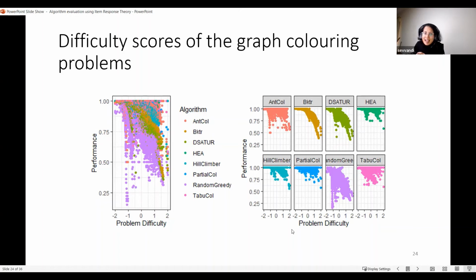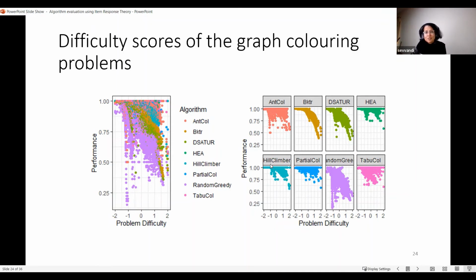And we see as the problems get more and more difficult, the performance generally drops. But for HE, there is a slight drop, but not so much. There are a lot of good performances here. In AND call, you have a shower kind of thing going like that. Random greedy, you have these things. So you see these patterns.